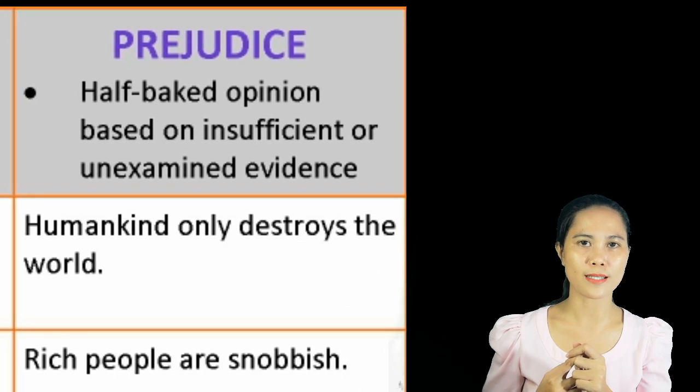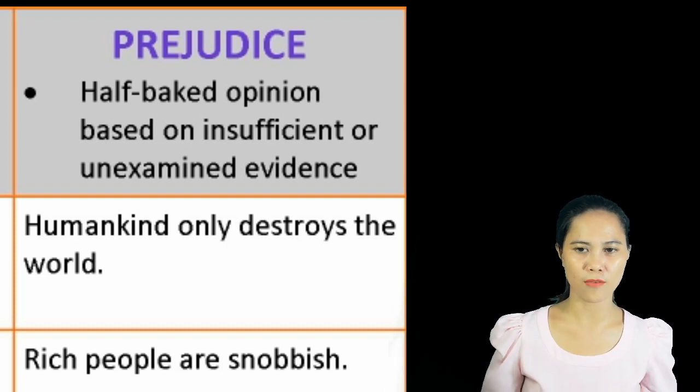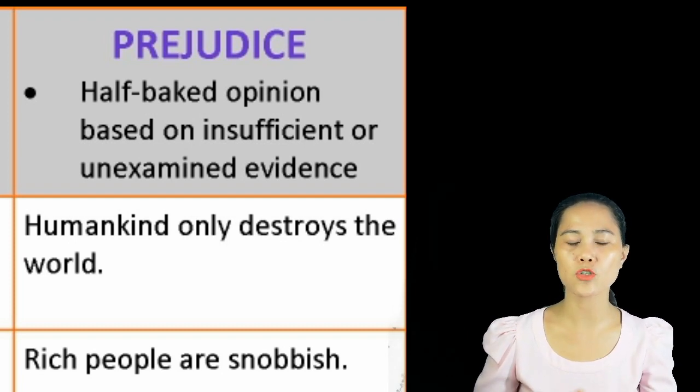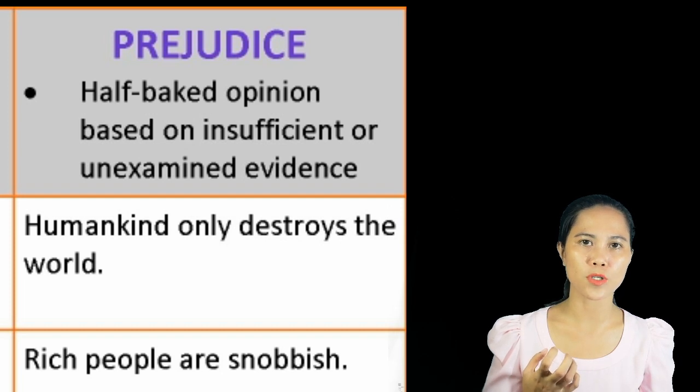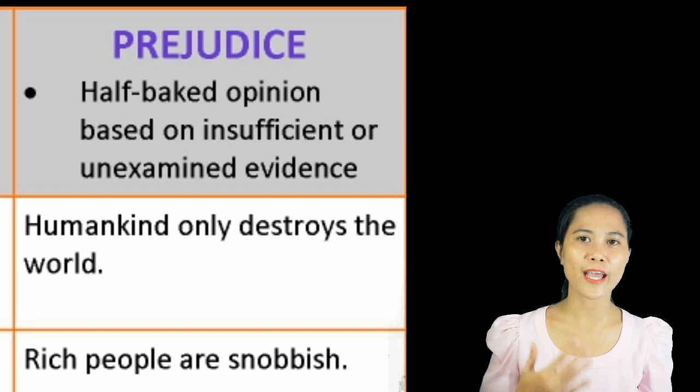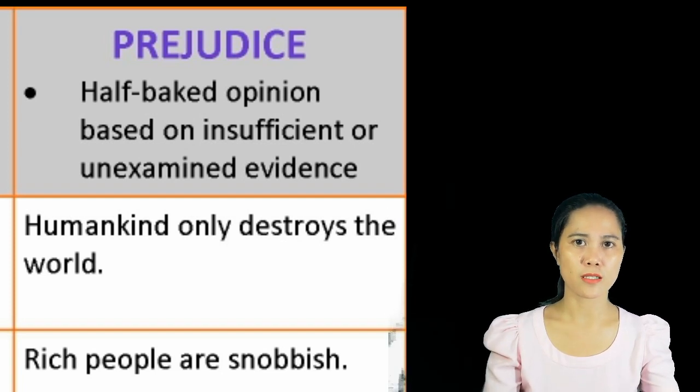We should make something that's half-baked, based from half-baked truth, half-baked or insufficient evidences, unexamined evidence. Okay, humankind only destroys the world. I make the judgment. So that statement makes an impression that the speaker has this anger towards mankind, the rest of the species. I mean, like this anger or dislike to mankind because of what he has done to it. How can we say that is prejudice?